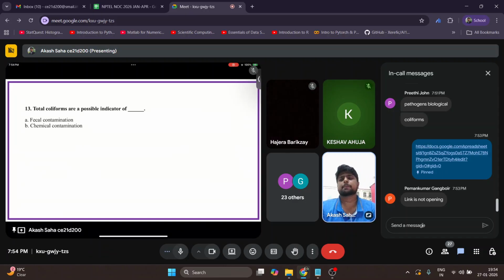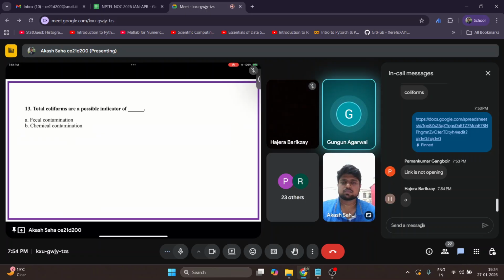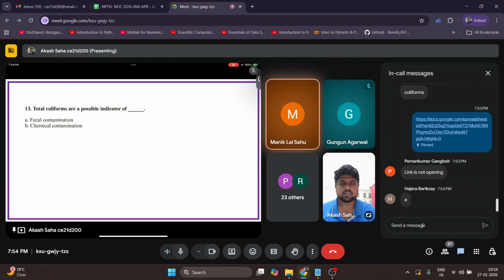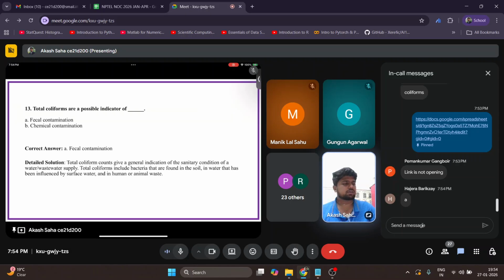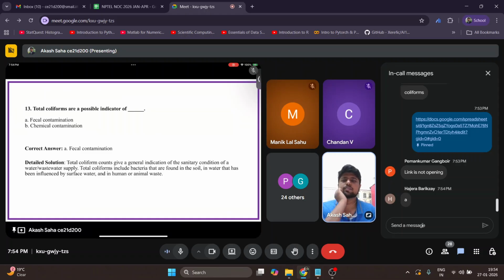Please try again. Okay, the next problem. Total coliforms are a possible indicator of fecal contamination or chemical contamination. Option A is right. Fecal contamination. Yes, that is correct because it is very easy. Total coliform counts give the general indication of the sanitation condition. It includes bacteria that are found in the soil, in water that has been influenced by surface water, and in human or animal waste. So it's a possible indicator of fecal contamination.